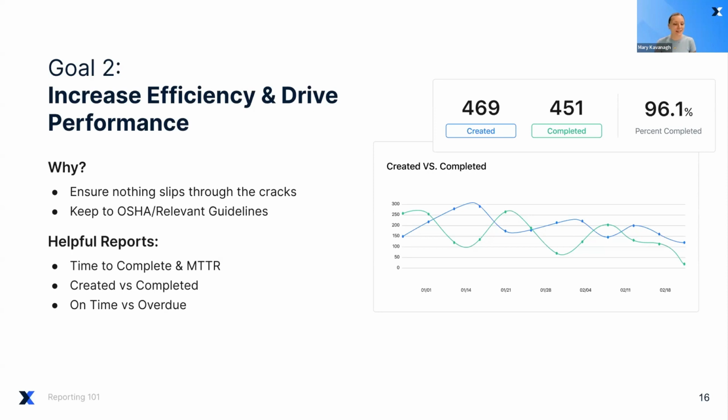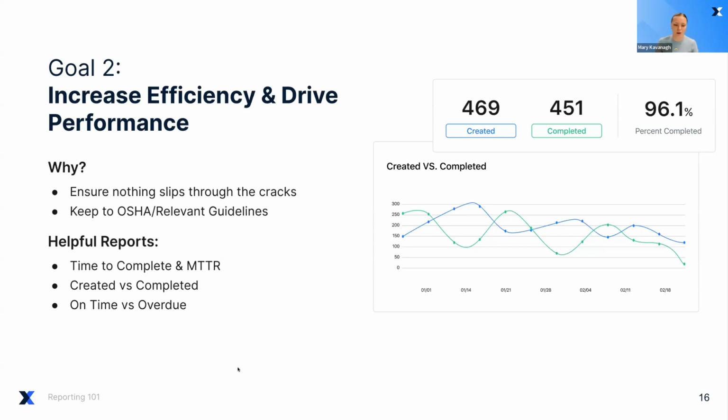Few helpful reports here. Time to complete, which also factors in mean time to repair. Created versus completed, and on time versus overdue. All of these reports I see as looking at the volume and the efficiency, right? So how many work orders are we putting through, and are we actually getting them done to a reasonable standard in a reasonable time frame?